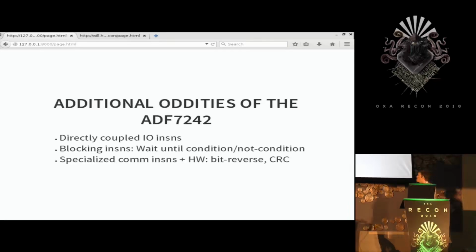There's also specialized communications instructions, for example, bit reverse and CRC baked in. And you see a lot of these kind of weird instructions in these special purpose processors. In other ones I've looked at, I've seen instructions for accelerating S-boxes for cryptography, Viterbi decode acceleration, bit shuffle and extract, stuff for accelerating forward error correction. So there's a lot of really interesting things you find down there.